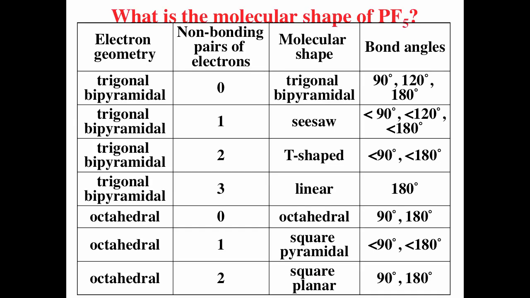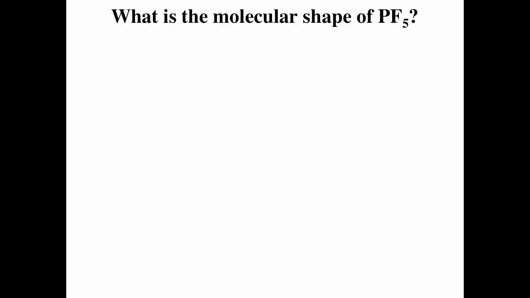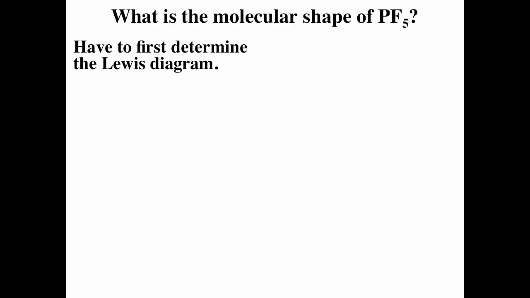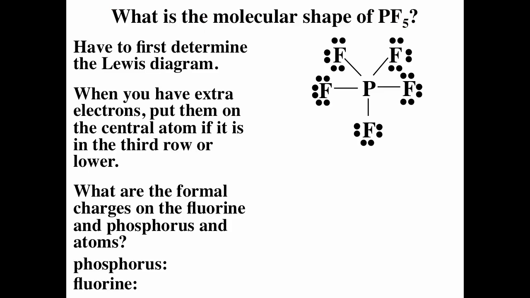And so a question you could be asked is, what's the molecular shape for phosphorus pentafluoride? And so first you have to do the Lewis diagram. And so we would get something like this. And again, elements in the 3rd row and lower, like phosphorus, can have more than 8 electrons. In this molecule, phosphorus is surrounded by 2, 4, 6, 8, 10.